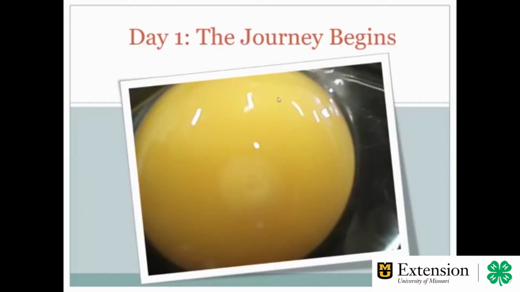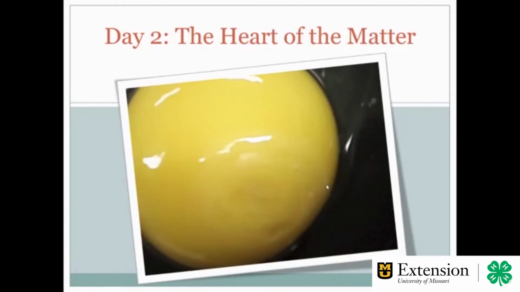So now we're going to go through the journey of the embryo as it develops day by day. We're going to talk about what's going on every day as it grows. On day 1, the journey begins. At 21 hours, the brain and nervous system begin to form, and right here we see that germinal disc starting to form. At 24 hours, the eyes are already starting to form.